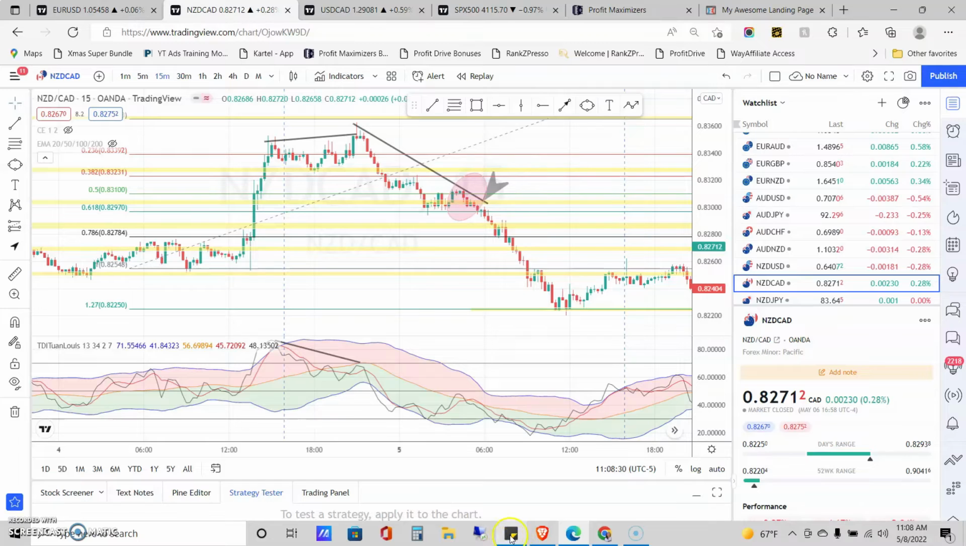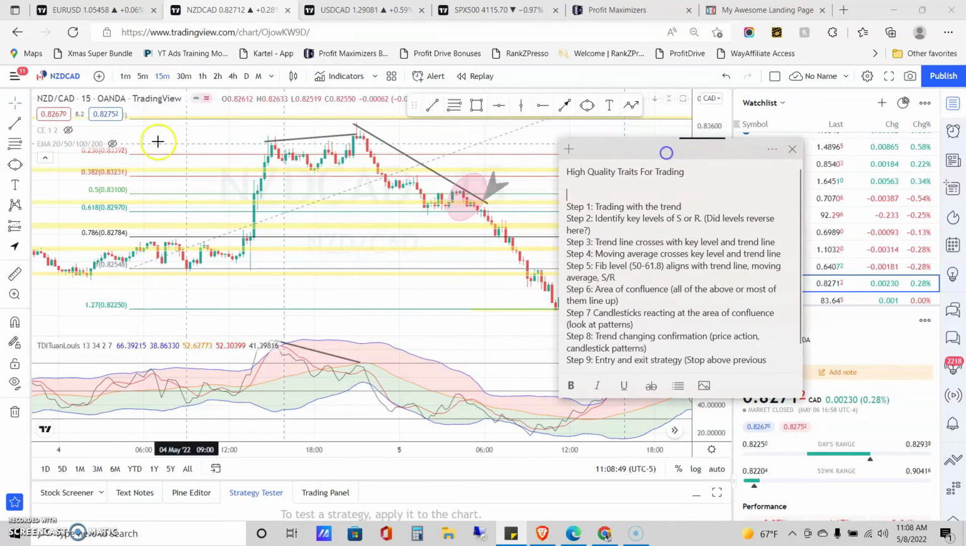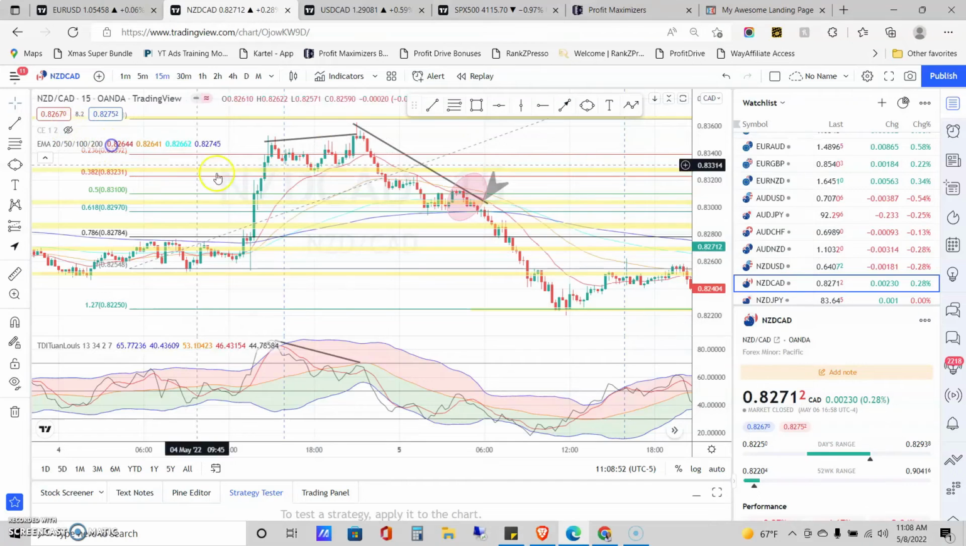Let me pull this chart up one more time, and I'll put it in the center of the screen. When you're looking for high quality traits for trading: trade with the trend. Identify your key levels. Do they reverse there? The trend line crosses with the key level. And then I forgot about the moving averages. I'm going to add those in now, because the moving averages also cross over right there. As you can see, here's our area of confluence, and it is hitting right at the 50, at the trend line, and with a moving average. That's some great trades for our area of confluence for high quality trades.